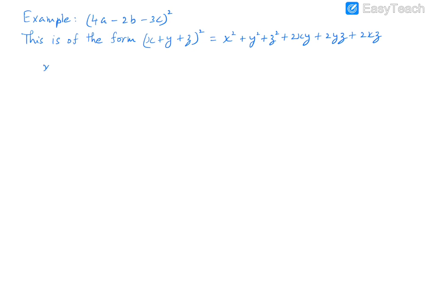So we see that x equals 4a, y equals minus 2b, and z equals minus 3c. So we just have to substitute in the right hand side of the expression. Wherever we have x we'll put 4a, and wherever there is y we will put minus 2b, and wherever there is z we will put minus 3c, and simplify the expression.